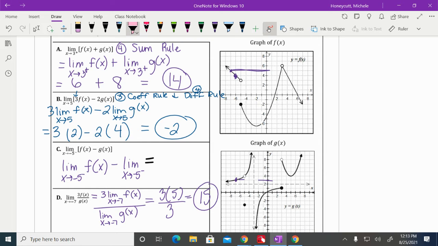So let me highlight it. Okay, so for this part, on f, I'm going to approach -5 from the left. I'm going to erase this. So -5 is that x value right there. If I approach -5 from the left side, I end up at 3.